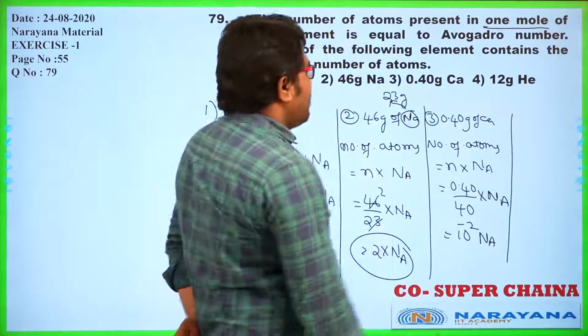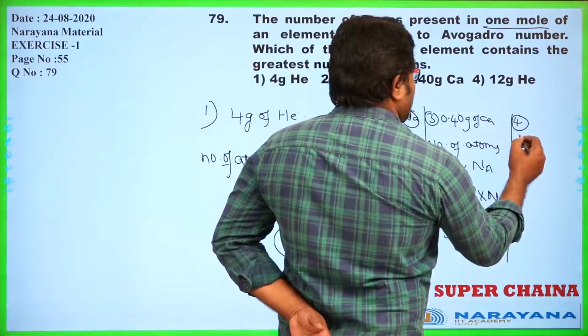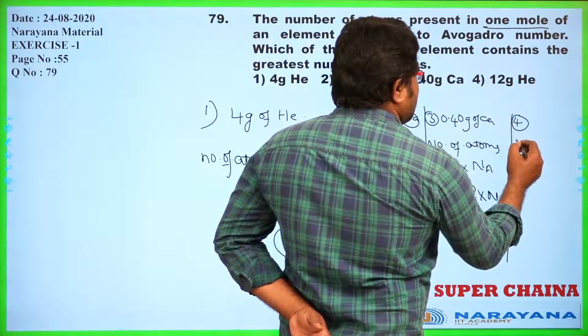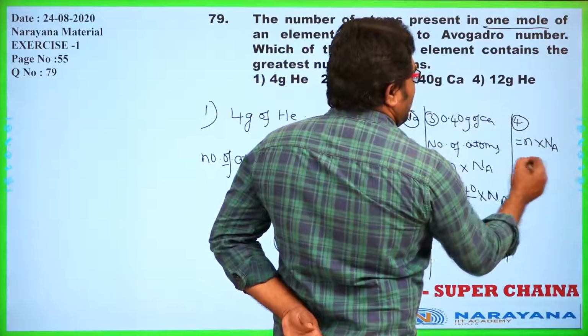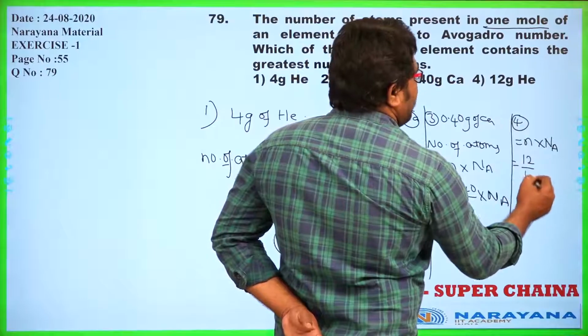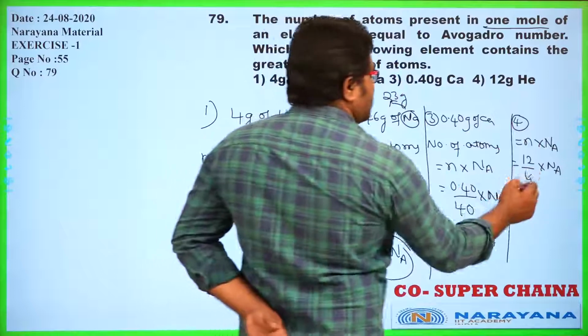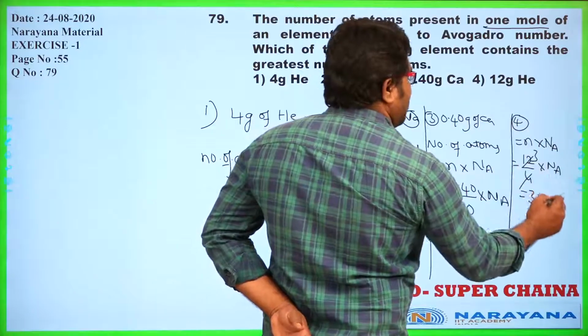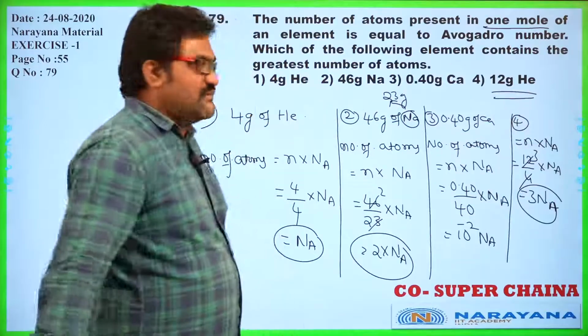Now I am coming to 12 grams of helium. Fourth one, 12 grams of helium. So number of atoms is equal to number of moles into Avogadro number. Number of moles is 12 by 4 into Avogadro number. Gram atomic weight of helium is 4. So here 3 into Avogadro number of atoms are present in 12 grams of helium.